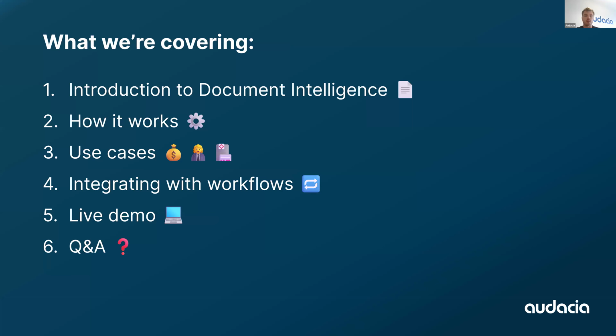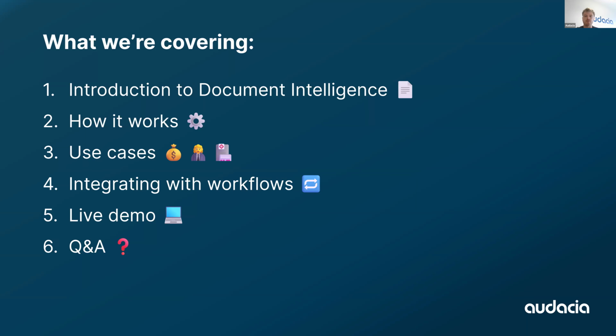So going to do a little bit of an introduction into document intelligence, about what it is, etc. We'll then have a look at how it works, what the technologies behind it are and the different components that it's using. Then we'll have a look at a couple of use cases within a few industries. So we'll have a look at finance, healthcare, and HR. And then we'll move through into how we can integrate this with workflows. So we'll discuss a few potential avenues within those industries of how we can implement document intelligence.